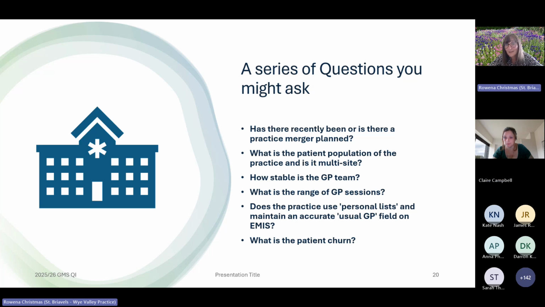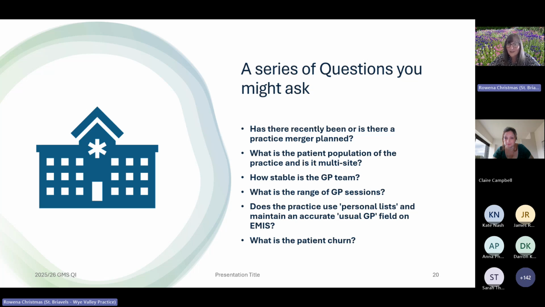My practice has just gone through the EMIS migration, and I don't think I've ever felt so knocked sideways by something. So, you know, these issues will all impact on how well you're able to take on a big change like this. You want to look at what your practice population is like. Is it a multi-site practice?